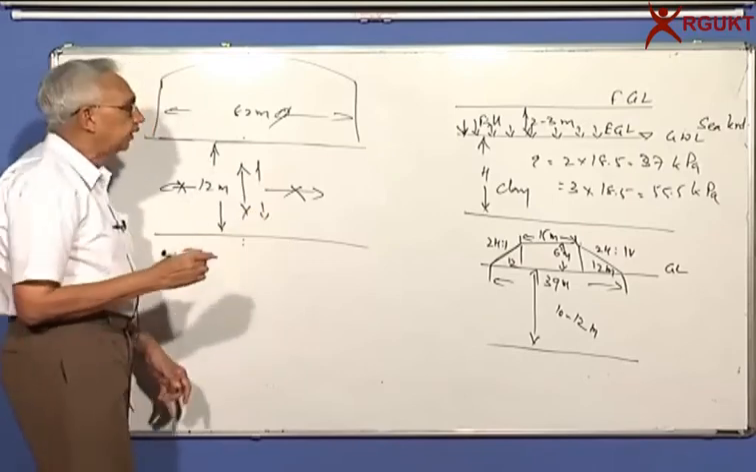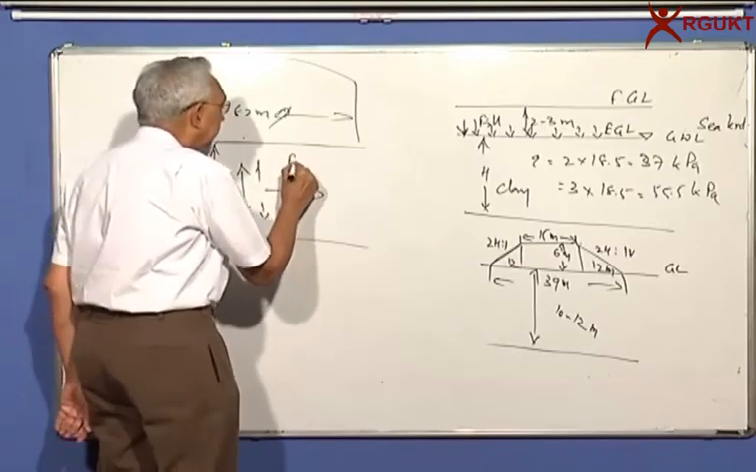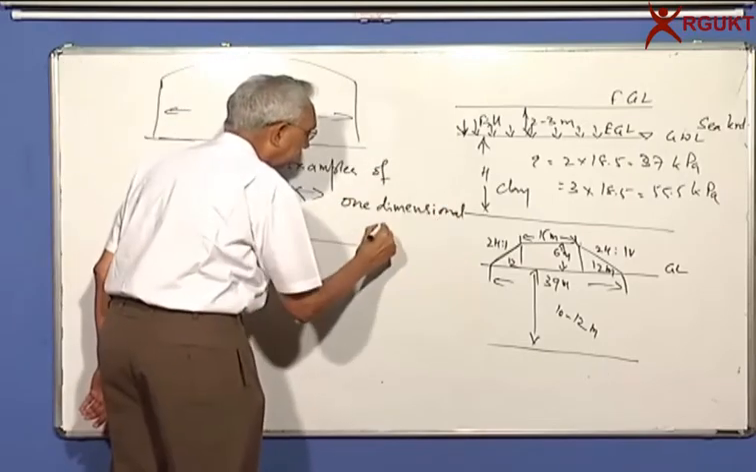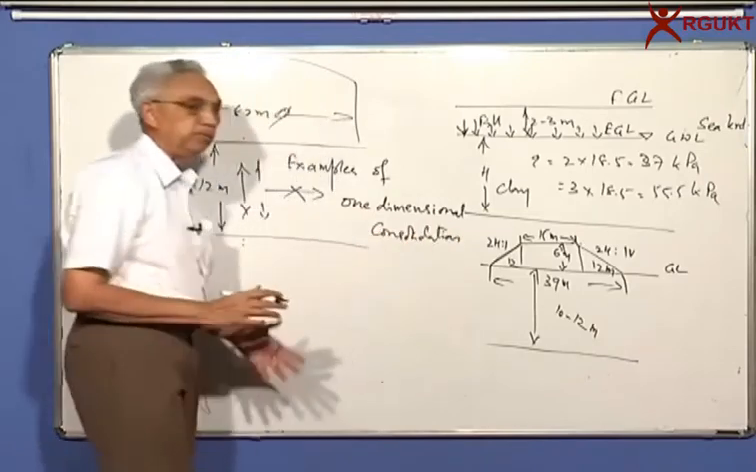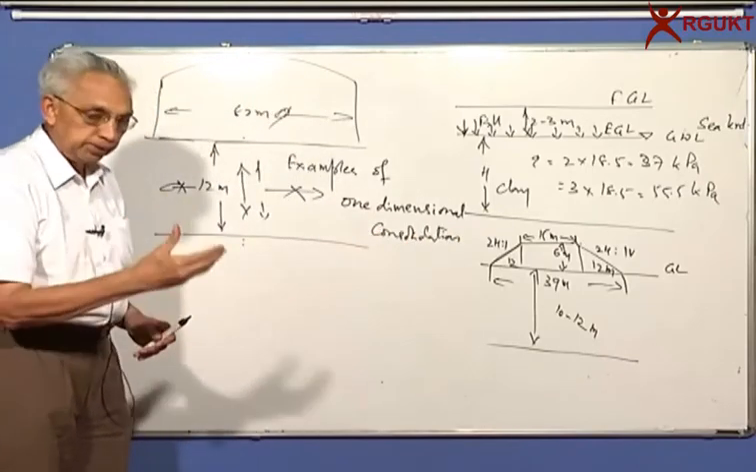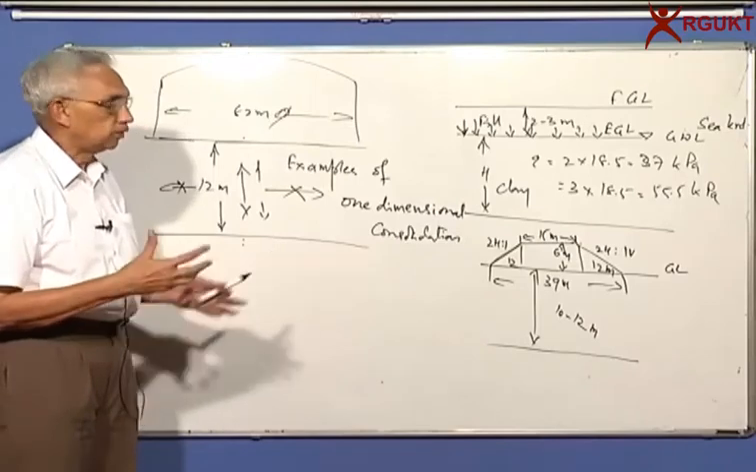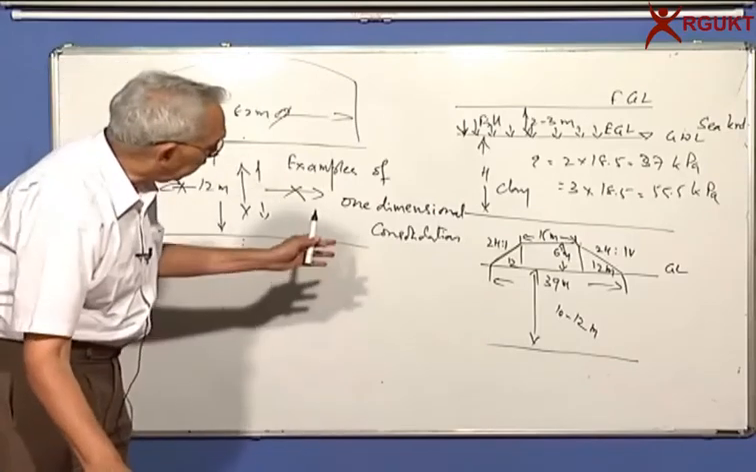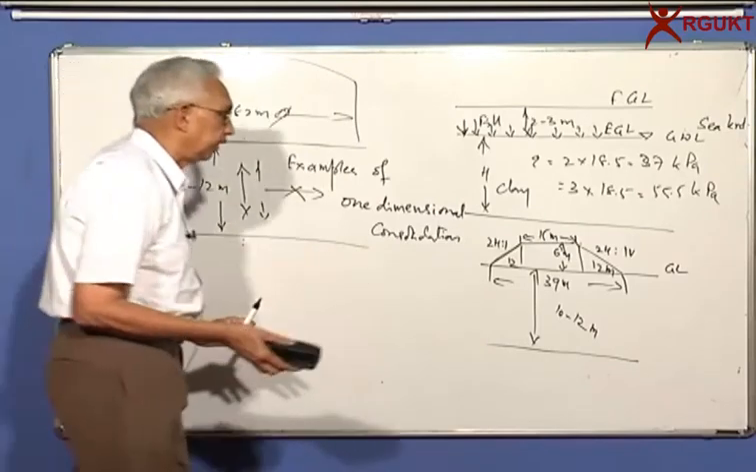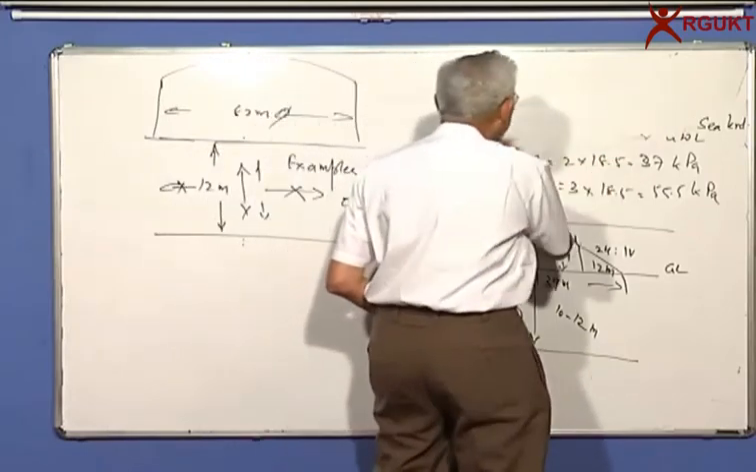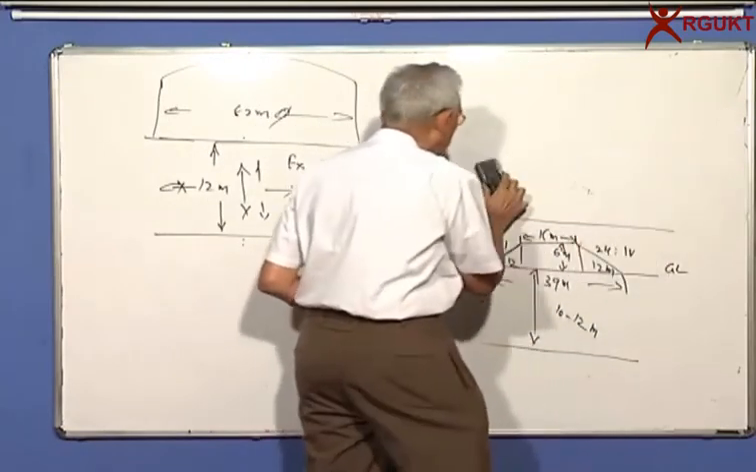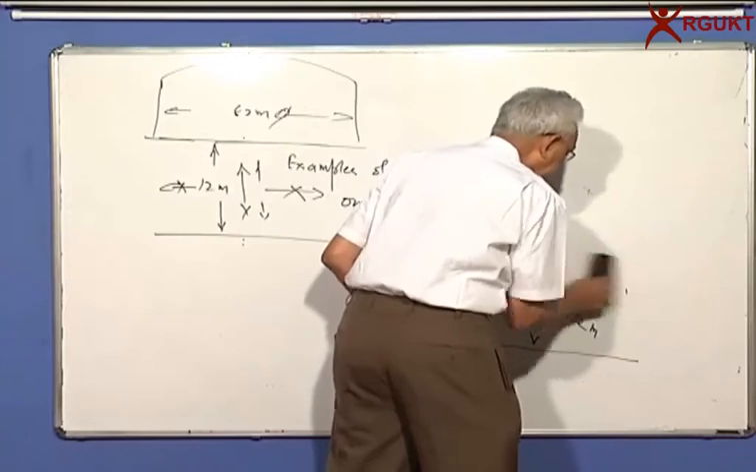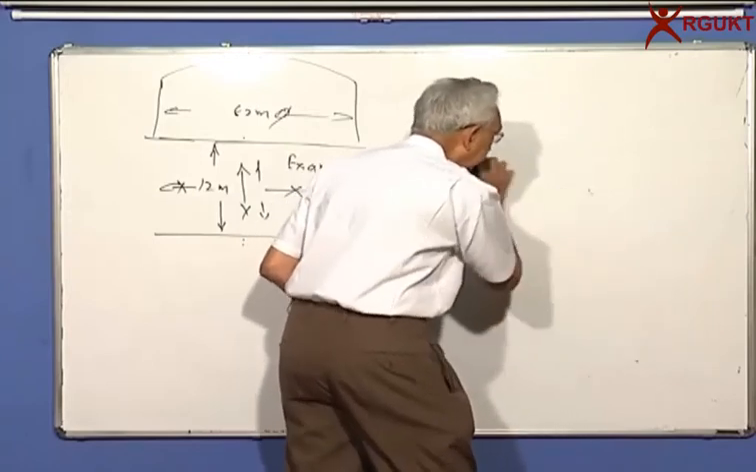So you can see these are all examples of one-dimensional consolidation. The flow can be only in the vertical direction to the top and bottom surfaces, or to the top alone. How do I represent this in the laboratory? If I want to simulate a field condition of one-dimensional consolidation, we go back to our odometer.